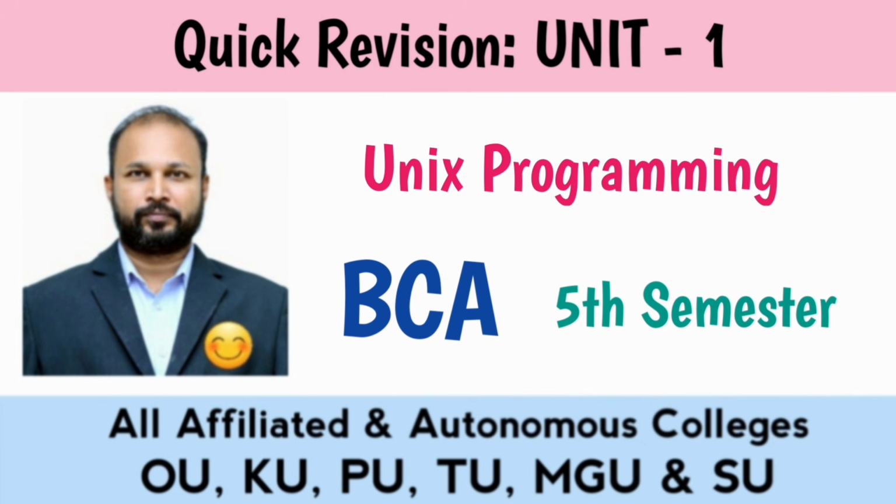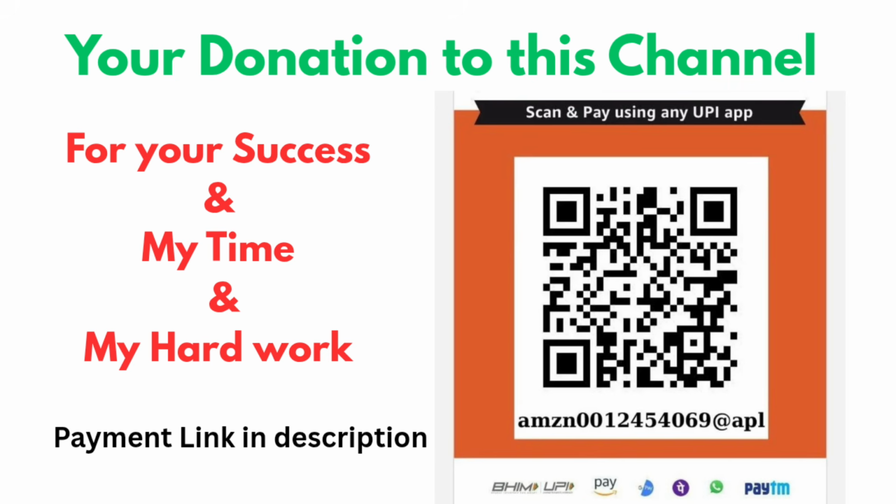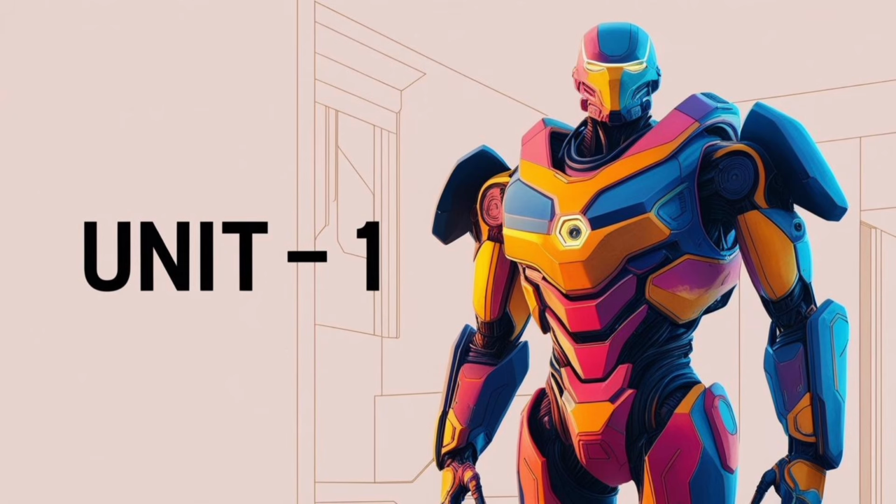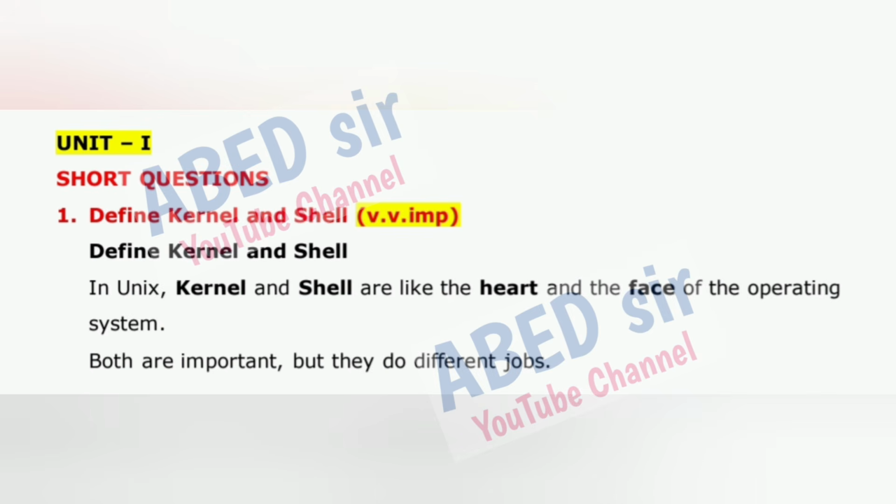In this video, I will be explaining the BCA 5th semester subject Unix programming as prescribed by Osmania University and other universities of Telangana. We will go through the important questions and answers one by one. Let's begin with a quick revision. Unit 1 first important short question is: define kernel and shell.